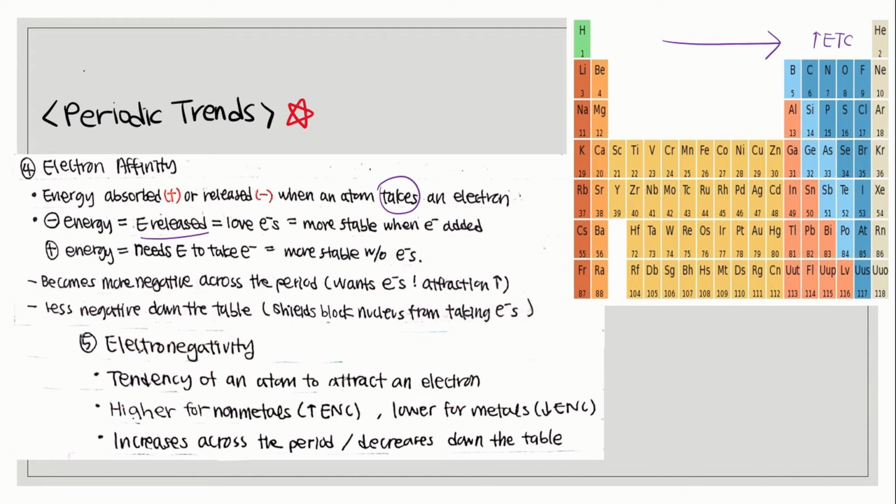Lastly, electronegativity is the tendency of an atom to attract an electron. It is higher for nonmetals and lower for metals, because nonmetals have larger effective nuclear charge, so they will be more effective at pulling electrons and they will love electrons. Metals have lower effective nuclear charge and they tend to lose electrons instead of gaining. So the love for electrons will be higher for nonmetals and lower for metals. It increases across the period and decreases down the table.